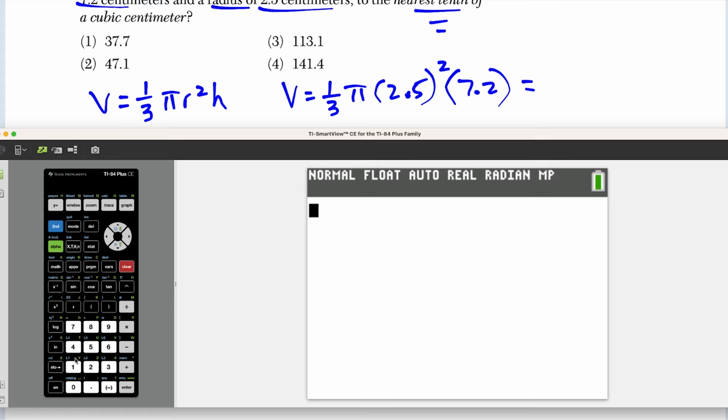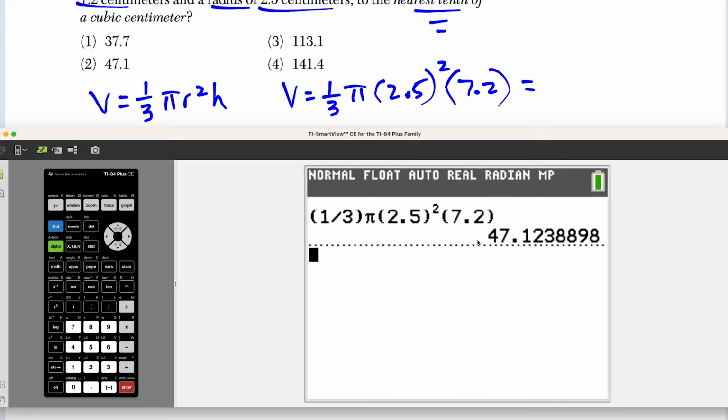So now we just type this in. We're going to have 1/3, and we could write 1/3 in parentheses, but it's not important. If we didn't write it in parentheses, we still get the same answer. And we press second and the up arrow here to pull up the pi button. And then we have 2.5 squared. So we're going to write 2.5, close the parentheses, and square it. And then we could put parentheses 7.2. So we work all of this out here and press enter, and we're going to get 47.1.